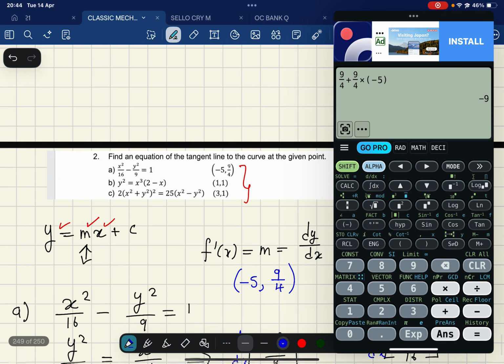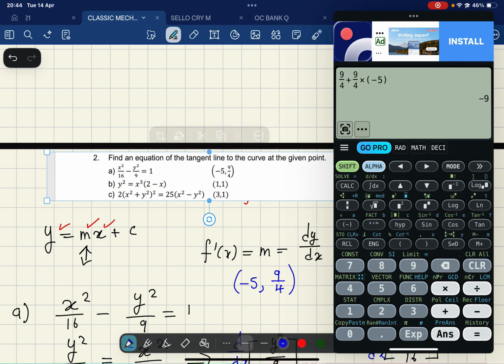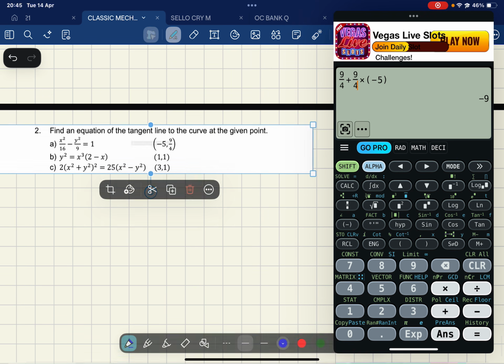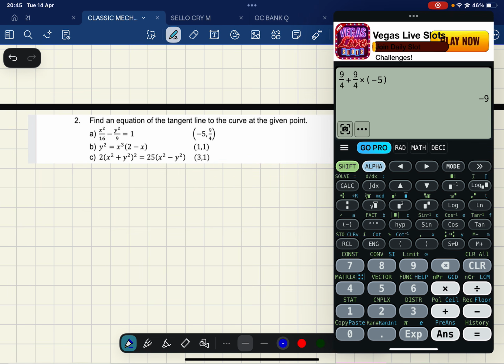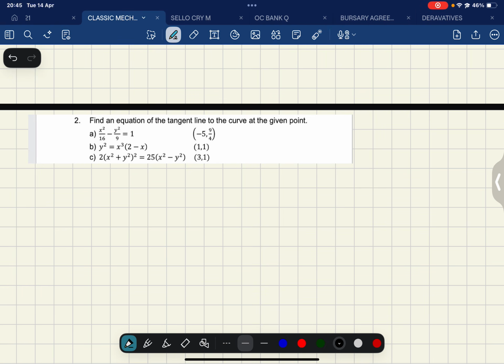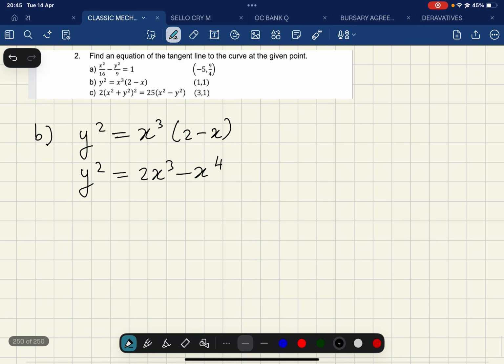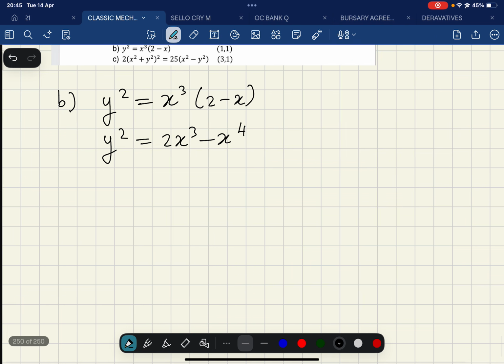So the next one, they're saying we must find the equation of a tangent of that. Understand? So from here, we are solving for letter B. Letter B, we are given y squared equal to x cubed into 2 minus x, which means when I multiply the bracket, I will have y squared equal to 2x cubed minus x to the 4.